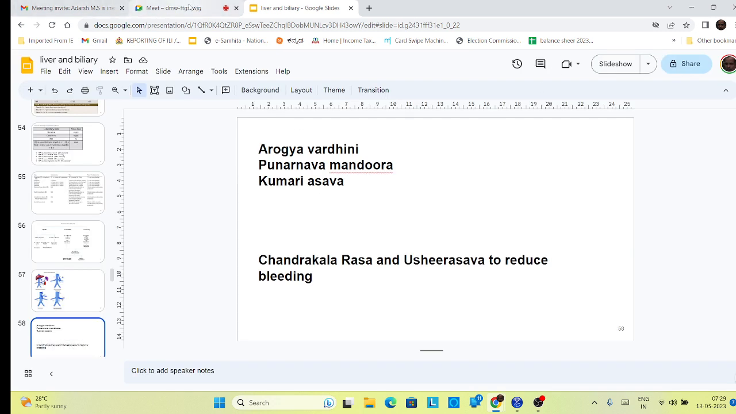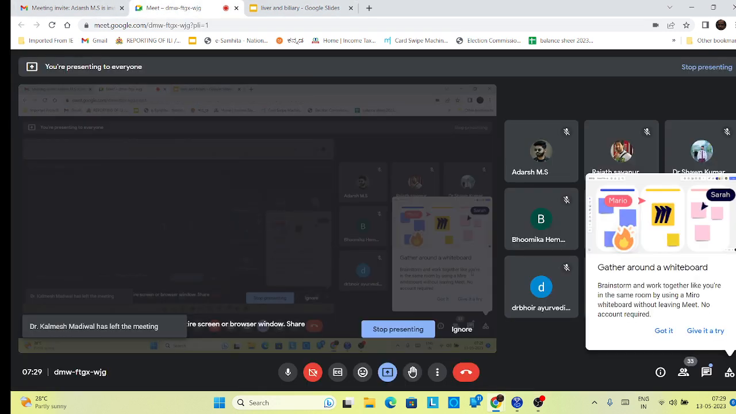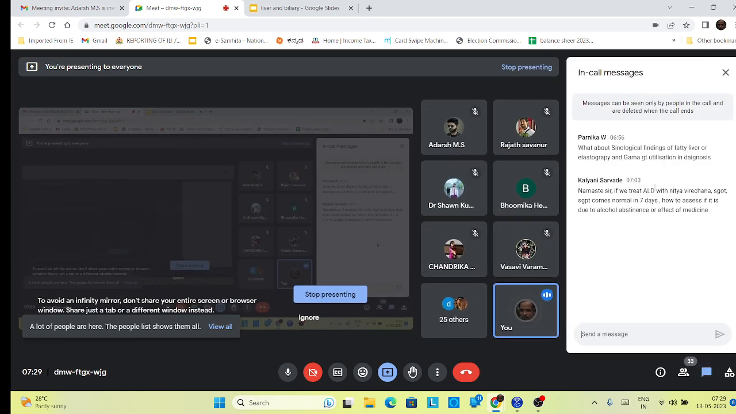Now we will continue with the further topics, like encephalopathy and other complications of the cirrhosis, in due course. So today, if at all there are any questions, we will try to answer and then we will wind up today. There is one question, what about sonological findings of the liver and elastography? Oh, okay, that's fine.